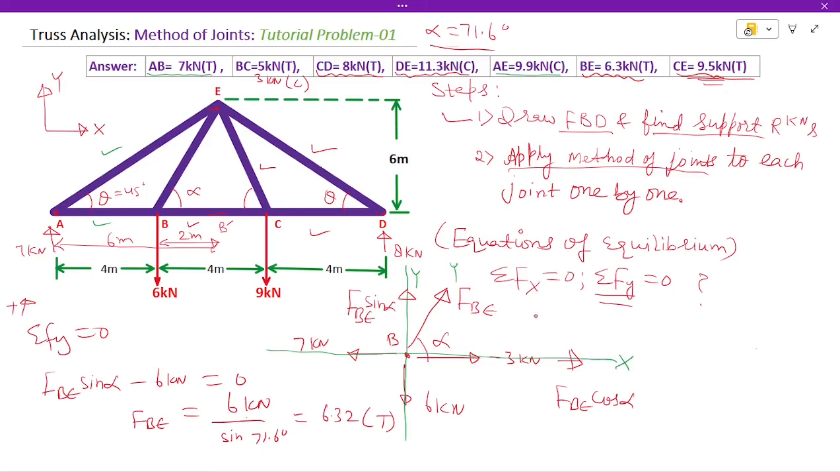So we got all the values. You can see we got the value of AB, we got the value of BC, we got the value of CD, we also got the value of DE, AE, BC. Now we will stop the method of joints. Why? Because we found forces in all the members. So for what are we going to apply method of joints? Because we found all the forces, so that's it. We have found all the member forces in this truss using method of joints.